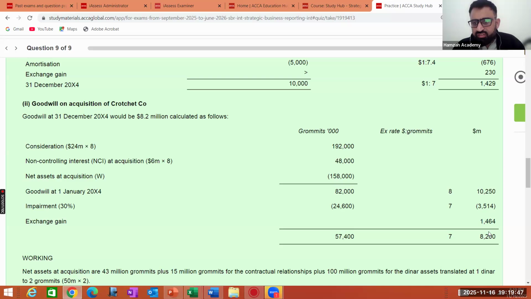And on goodwill, we have an exchange gain of 1,464, and this gain will be distributed between the group and NCI according to their percentage.